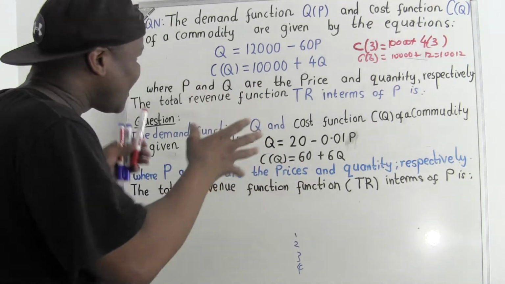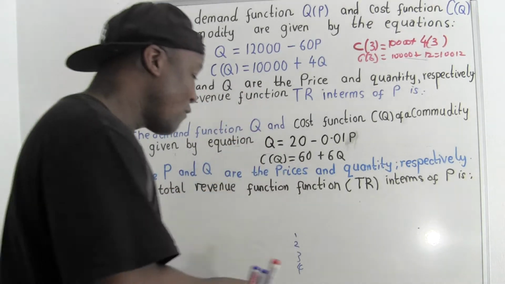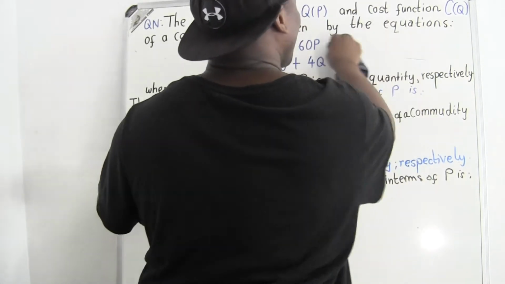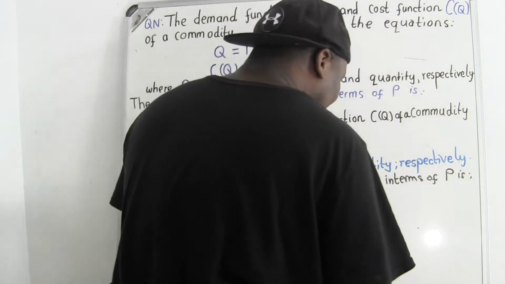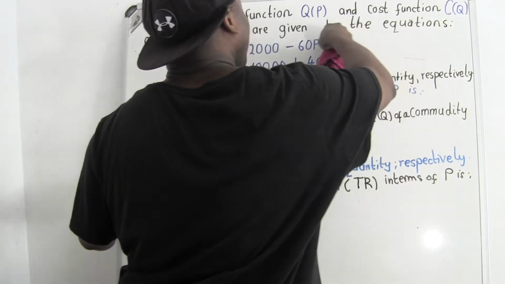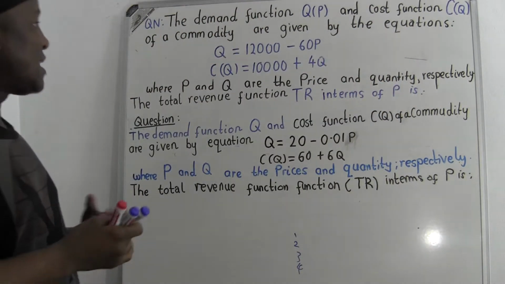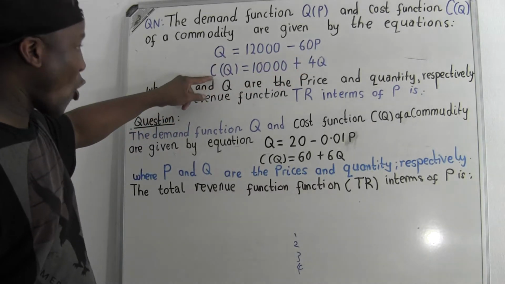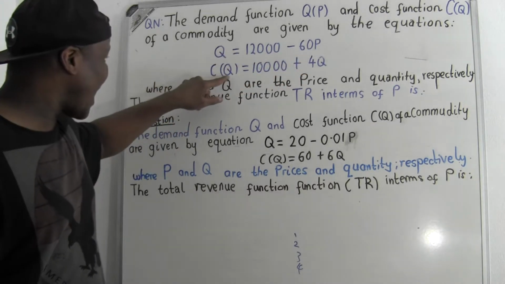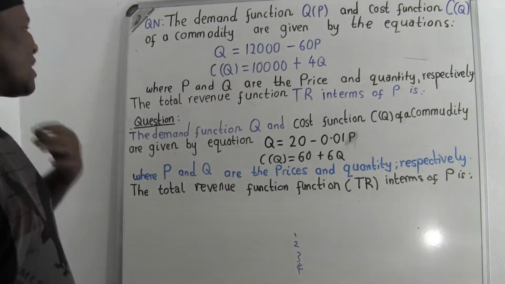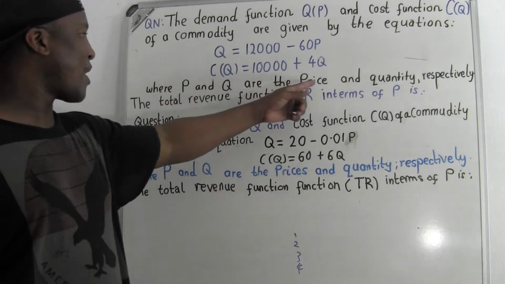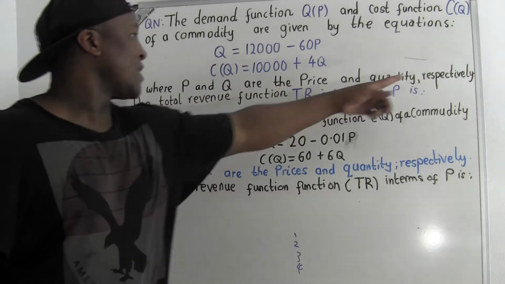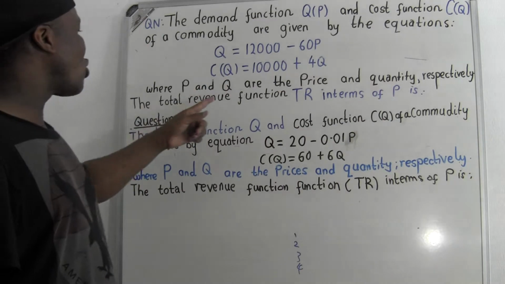Now let's get to our business. That's not part of the equation, but I was trying to make sense to you, especially for beginners of functions. You see what I'm saying? Now, they give us the quantity equal to this function, and the cost function, C, equal to that. Now, what do they want? They say P and Q are the price and the quantity, how many of them, respectively. The total revenue.